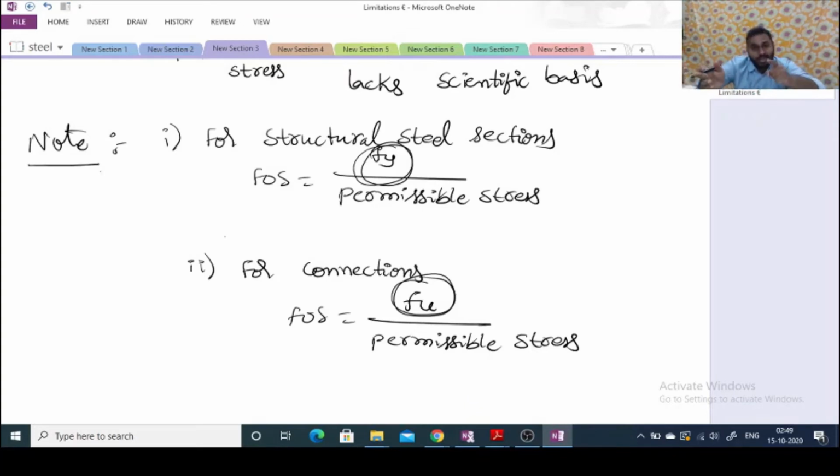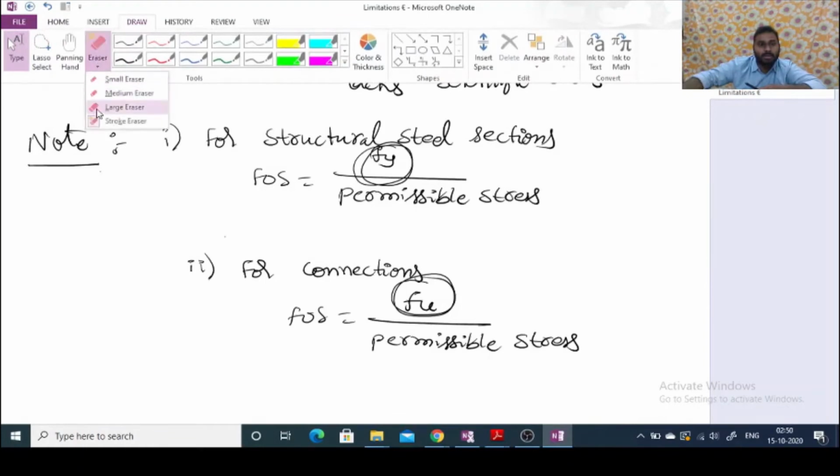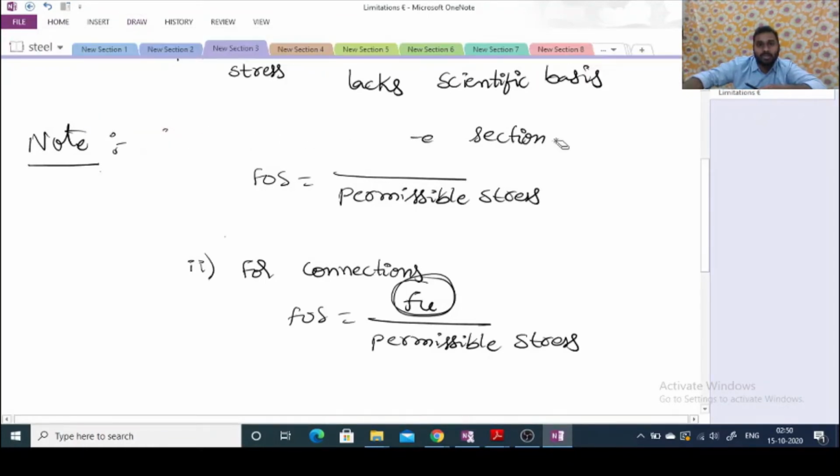Hence, we always use Fy, yield strength or yield stress. But most of the connections will fail by rupture or collapse or cracking. Hence, in the design, we use Fu, that is ultimate tensile stress or simply ultimate stress. So, a very important point to be noted. Is that okay, everyone? Please take this. After this, one more note is there. First you please take this, and later we're going to see the one more note. This is the first point in the note.